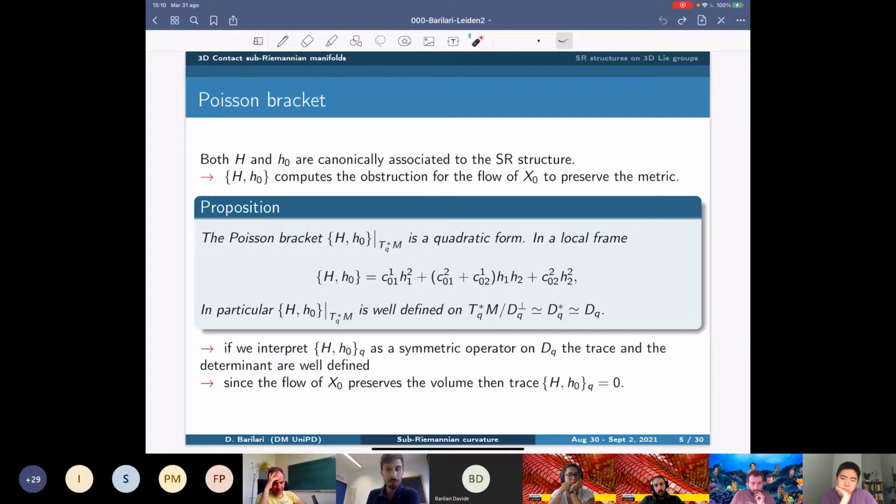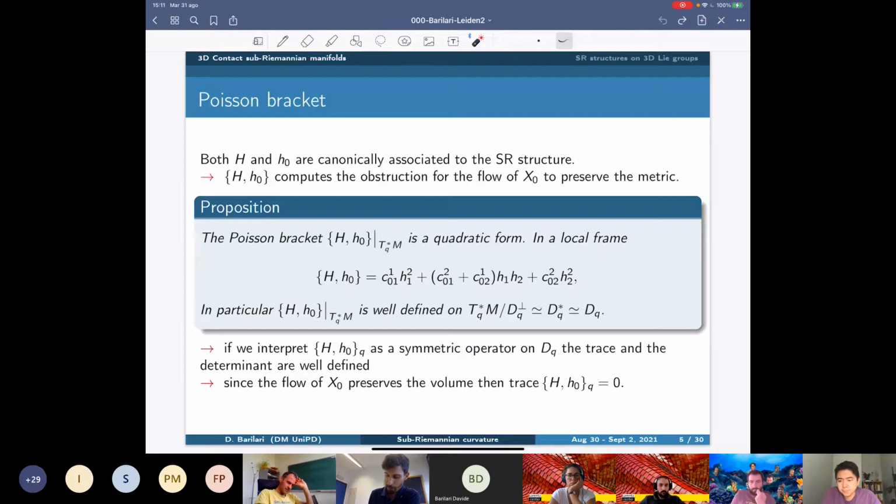So we can compute a Poisson bracket, and we will get a new function which is also invariant. And actually, if you look really to the definition of Poisson bracket and its relation with the flow of the vector field, which is associated to the Reeb vector field, because I remind you that h0 is the linear function on fiber associated with X0, the Reeb, then indeed this computes the obstruction for the flow of the Reeb vector field to preserve the metric. Okay, so I will be more precise now.